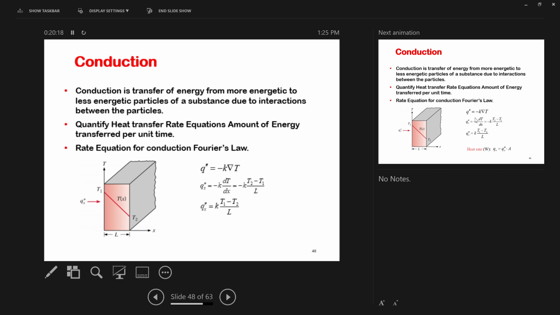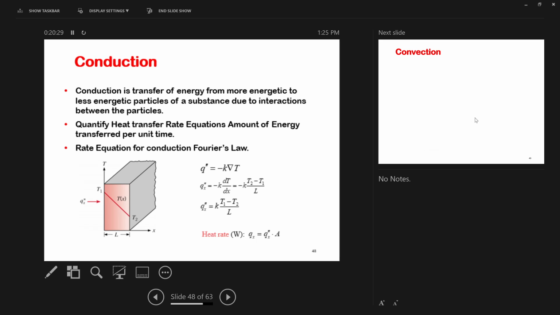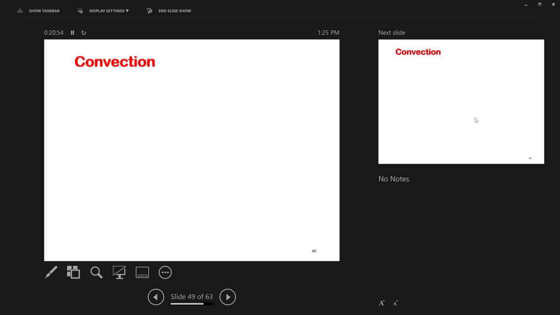Okay, but so far we have only calculated the heat flux, and heat flux is the heat transfer rate per unit area. So to calculate the total heat rate that's passing through the wall, or total energy that is being transferred through this huge wall, you just have to multiply the heat flux by the area of the wall, and that is the area perpendicular to the direction of heat transfer. So this area, the cross-sectional area. Does that make sense? Okay. So let's move on to convection.